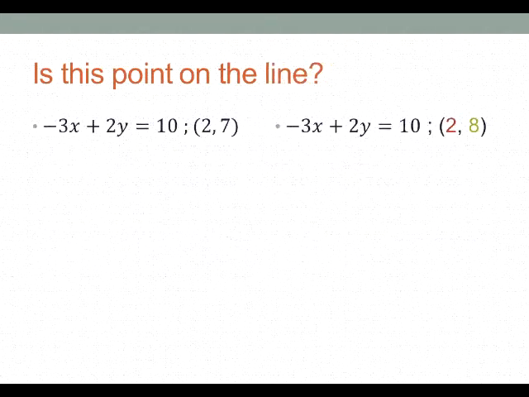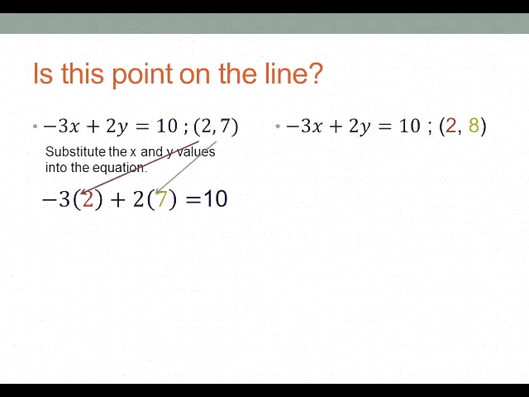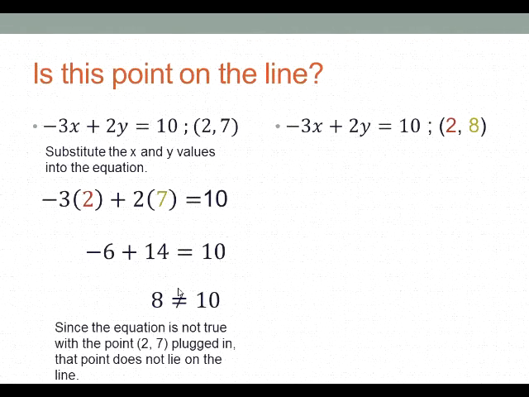Let's take a look. So 2 examples here, asking the same question. Is this point 2 comma 7 on the provided line? Let's try this. You're going to substitute x and y values into the equation. So instead of x, I plug in 2, and instead of y, I plug in 7. Evaluate. Negative 3 times 2 is negative 6. 2 times 7 is 14. Combine like terms on the left. I'm looking at 8, which is not the same as 10. So these 2 sides don't match. Since the equation is not true with the point 2 comma 7 plugged in, that point is not going to be on the line.